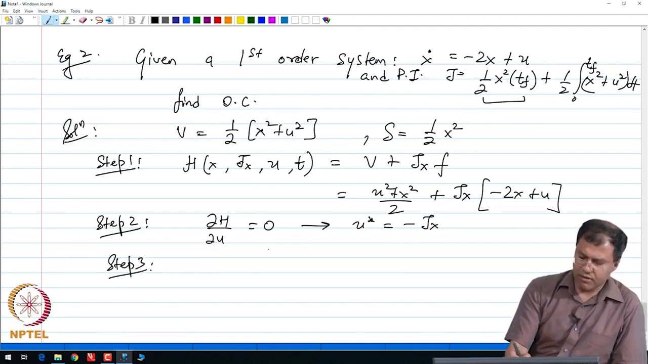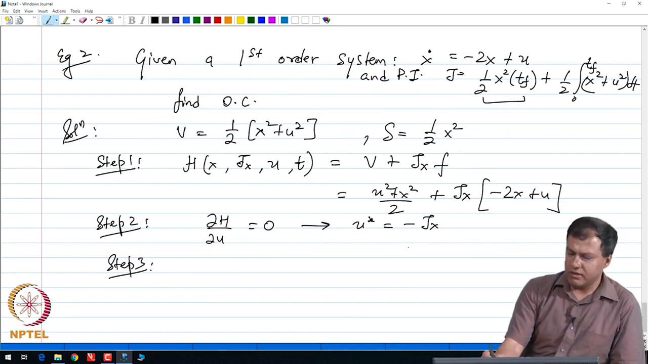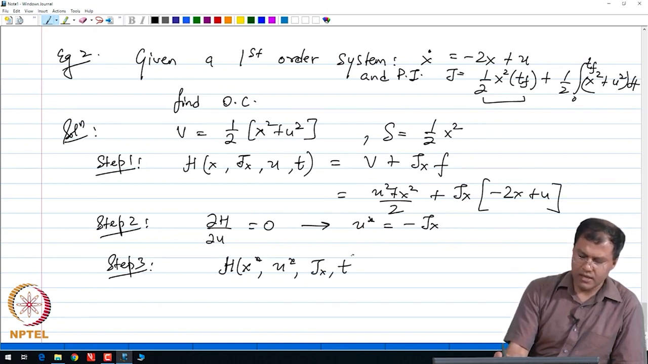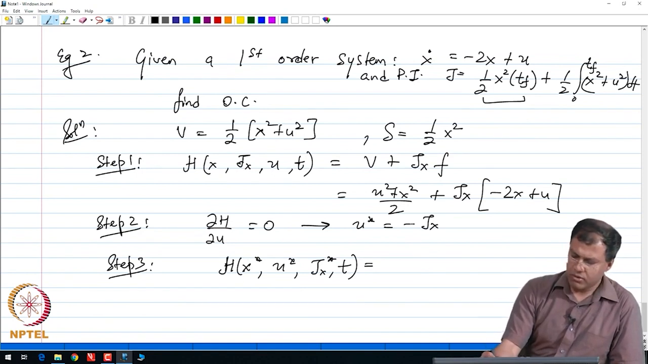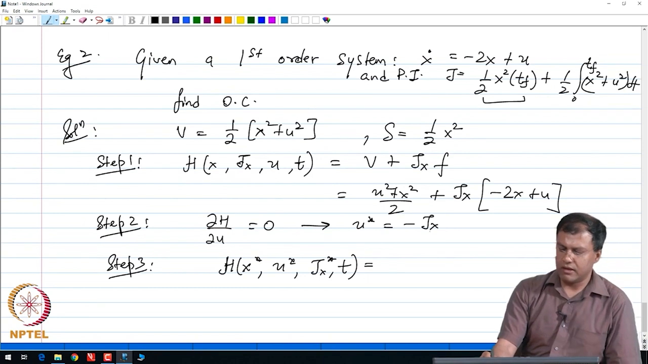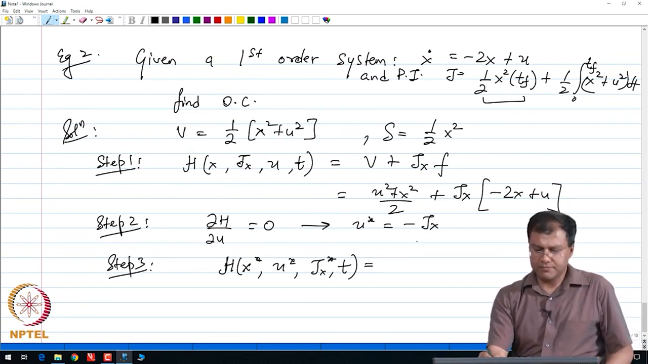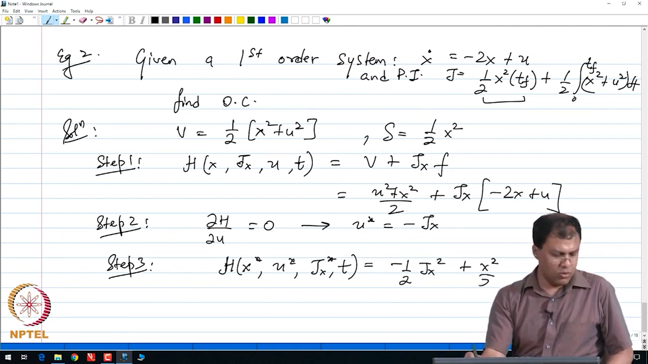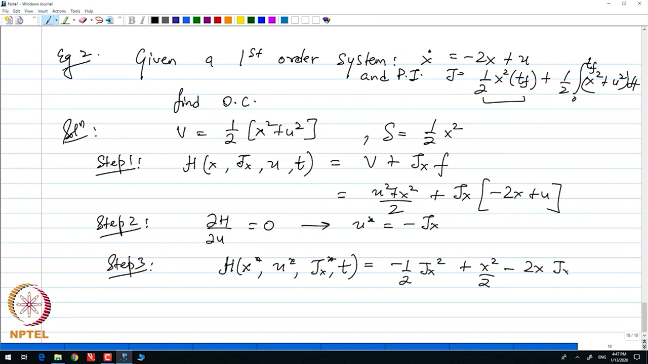Step 3 is, using the solution found in step 2, I just replace my optimal value of u star in our Hamiltonian. So, my optimal Hamiltonian H of x star comma u star, well, it is no longer a vector, so x star comma J x comma t is equal to, instead of u star, I have J x square, right. So, after simplification, I get the following quantity: minus half J x square plus x square by 2 minus 2 x J x, right.